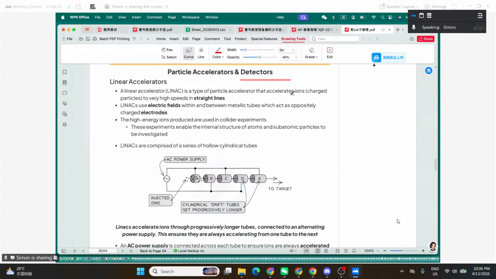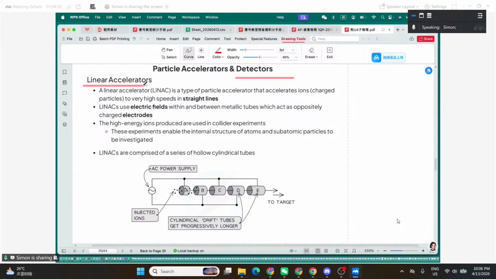Okay, the first equipment is the linear accelerator. A linear accelerator is a type of particle accelerator that will accelerate ions, or accelerate charged particles, to very high speed, gaining kinetic energy in a straight line.